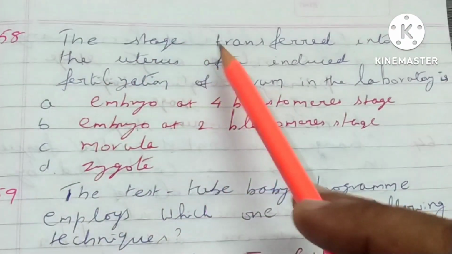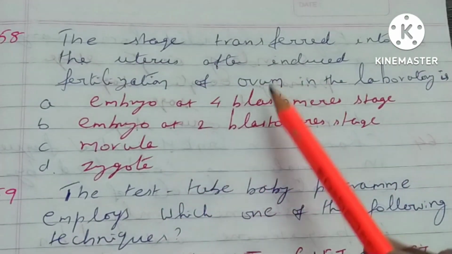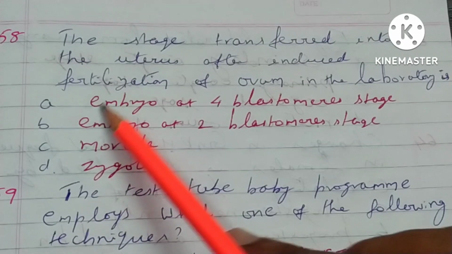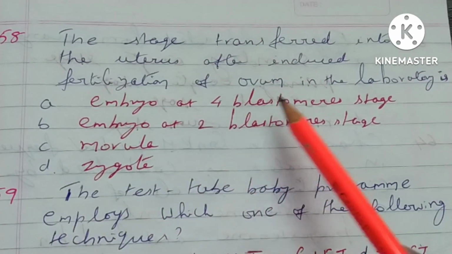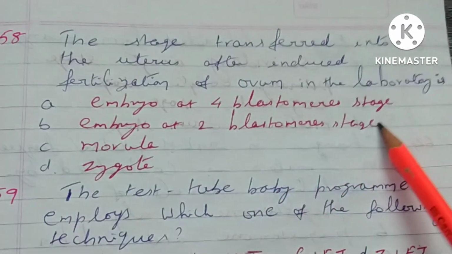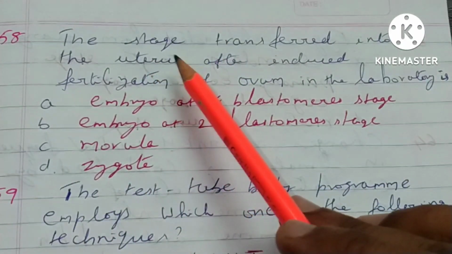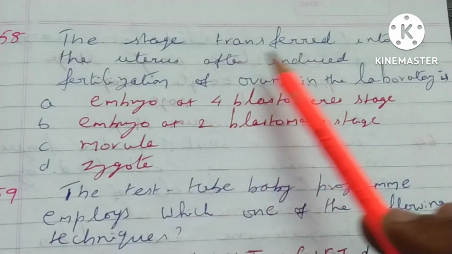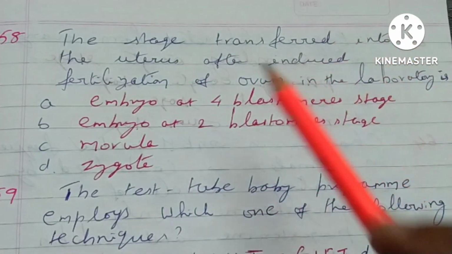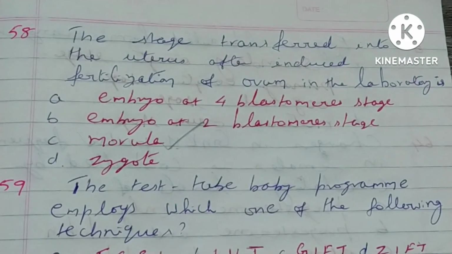Next one, the stage transferred into the uterus after induced fertilization of ovum in the laboratory is option A, embryo at 4-celled blastomere stage; option B, embryo at 2-celled blastomere stage; option C, morula; option D, zygote. The stage transferred into the uterus is the morula stage, option C.